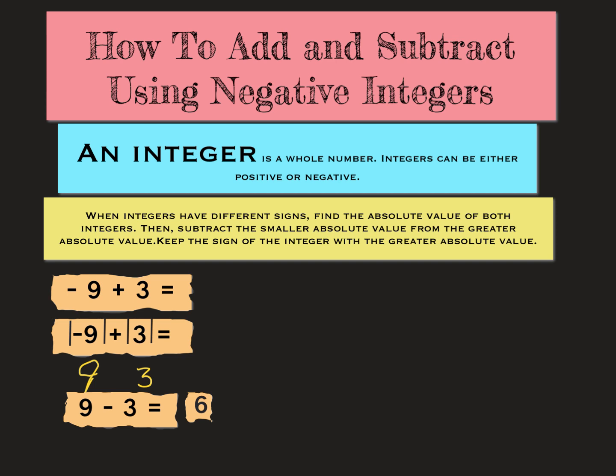And so which one of these numbers has the greater absolute value? Well, we have negative 9, which has an absolute value of 9, and positive 3, which has an absolute value of 3. Negative 9 has the greater absolute value of 9. And so because this is a negative number, that means our answer is also negative. And so our final answer would be negative 6. Negative 9 plus 3 equals negative 6.